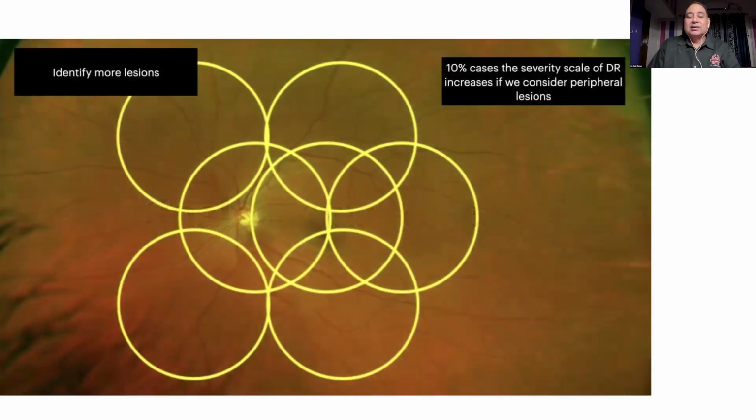So definitely, more than the 7 field, if we try to look at the retina, we will identify more lesions. And how it translates: in 10% of cases, the severity scale of DR increases when we consider peripheral lesions too.